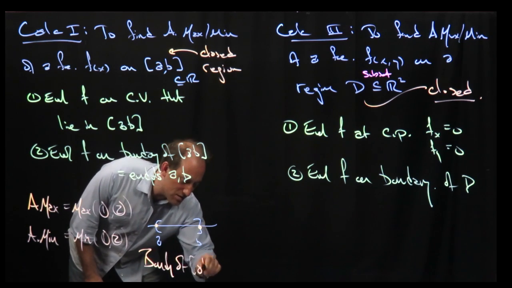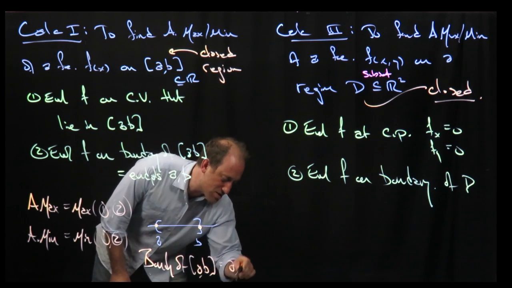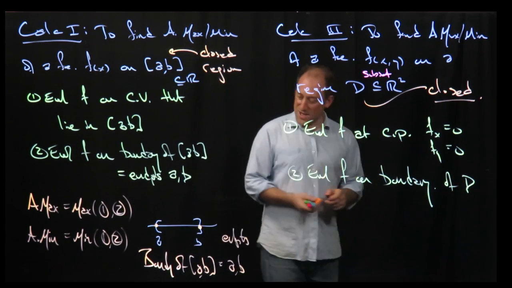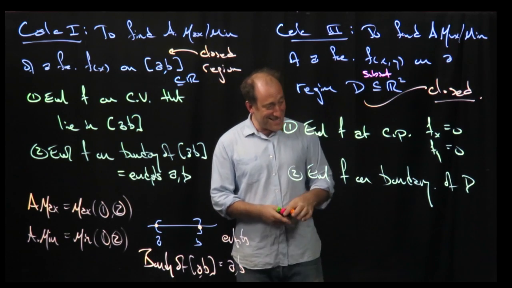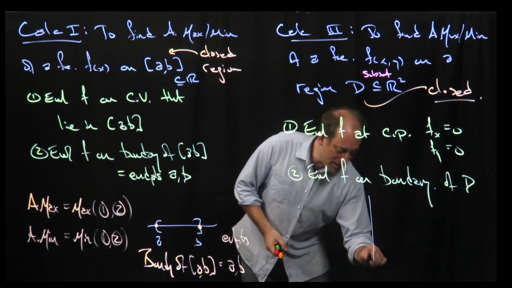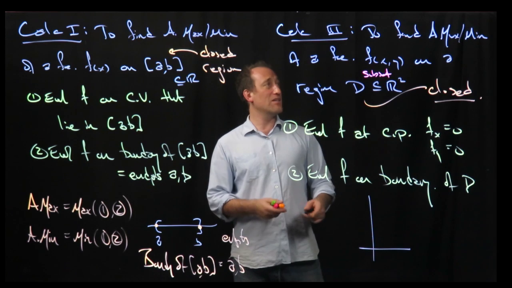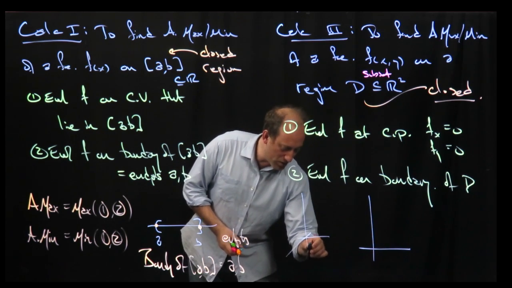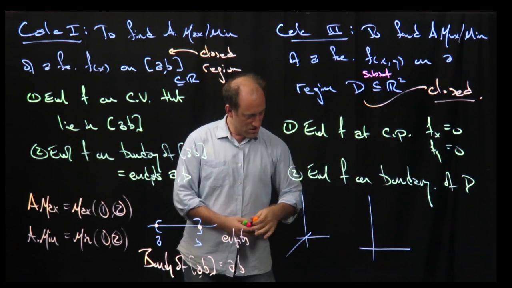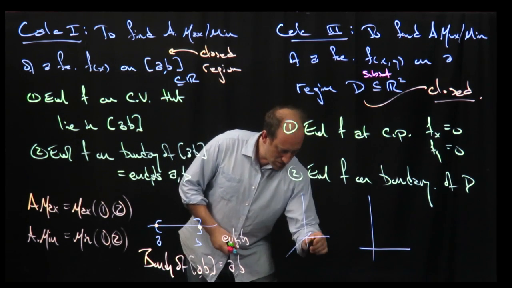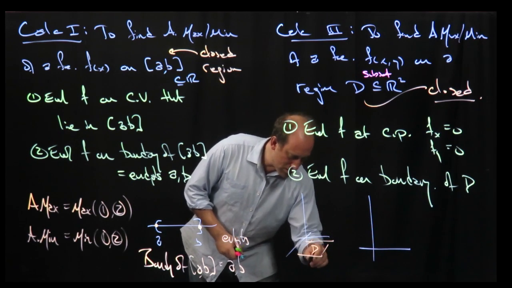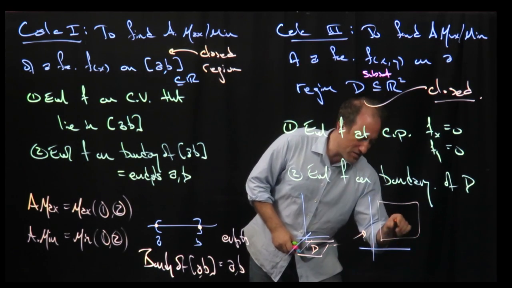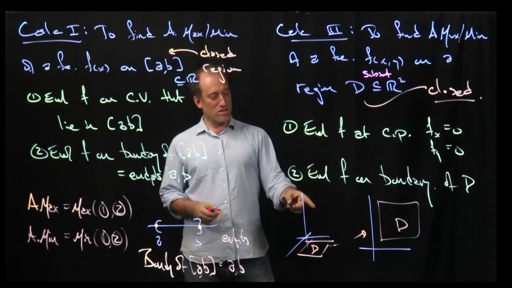The boundary of the interval AB is just the endpoints A and B. However, consider now a region D inside the xy plane that lies underneath a function. So this, for example, region D here into the xy plane, which when just graphed as part of the domain looks like that.